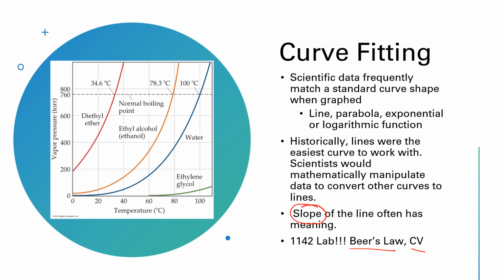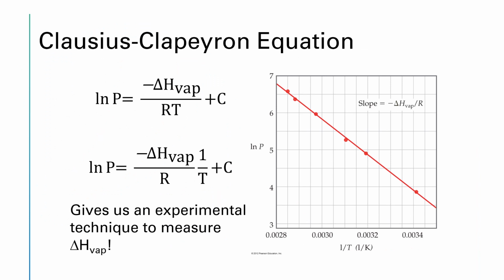For our vapor pressure curves, the way that it gets linearized is a little bit complicated. So let's look at the next slide. It turns out if you're going to turn the pressure and temperature data into a line for vapor pressure, you've got to do some weird stuff. Instead of plotting the pressure on the vertical axis, we're going to plot the natural log of the pressure, and instead of plotting the temperature, we're going to plot the reciprocal of the temperature.